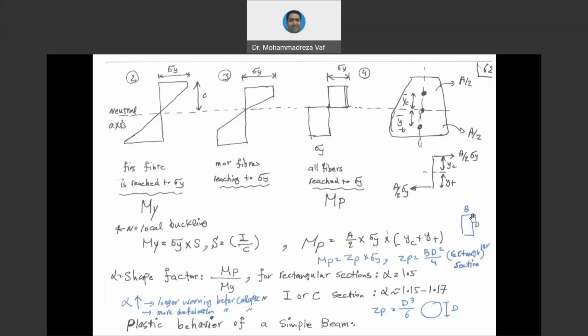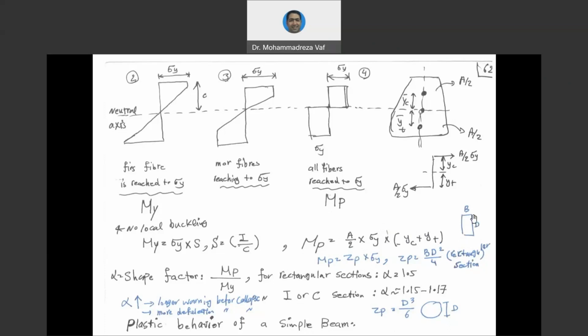If you have a beam with a rectangular cross-section, we can represent this equation by a more simplified equation. For Mp, we can say that Mp always equals Zp multiplied by sigma y. And Zp is basically A over 2 multiplied by yc plus yt. So sigma y is there, and these two multiplied by A over 2 is Zp. Zp is the plastic modulus of your section and depends on the shape of your structure.